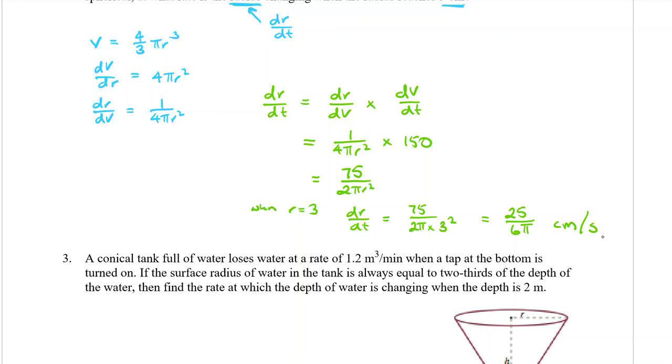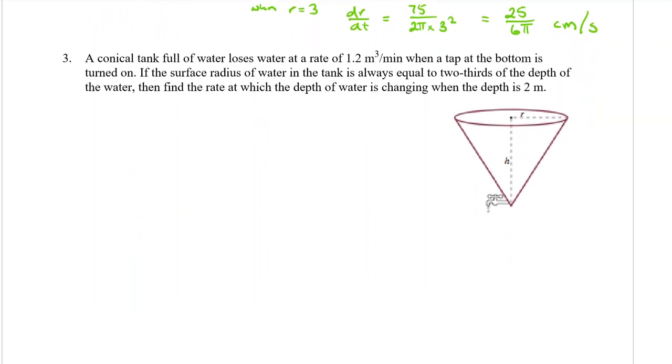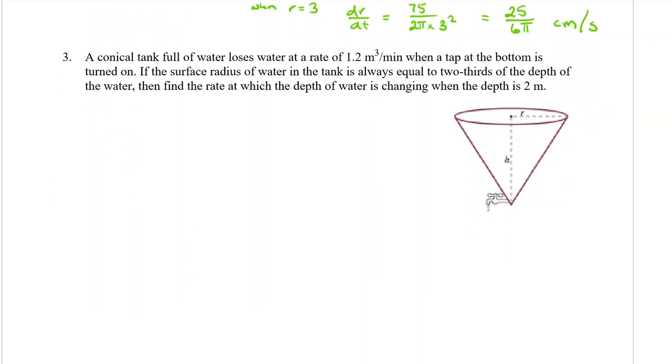Okay, let's try a different shape. A cone. A conical tank. Don't you like that word? It just means a cone. A tank in the shape of a cone, full of water, loses water at a rate of 1.2 meters cubed per minute. What is that number? It's a volume changing over time. So it's a dV over a dt.